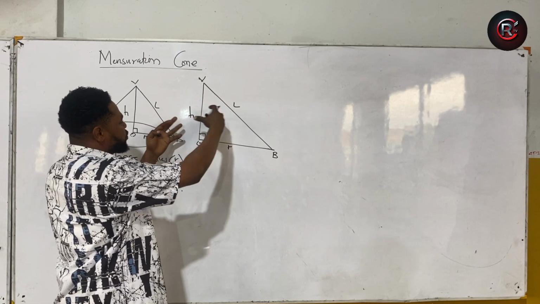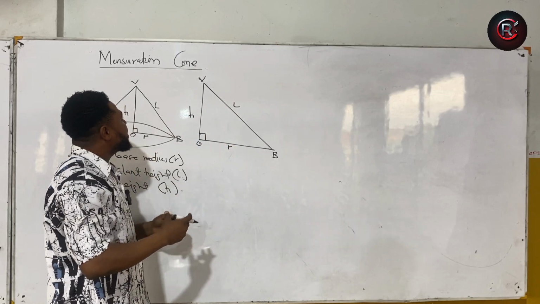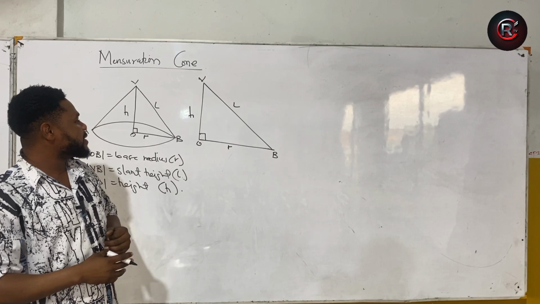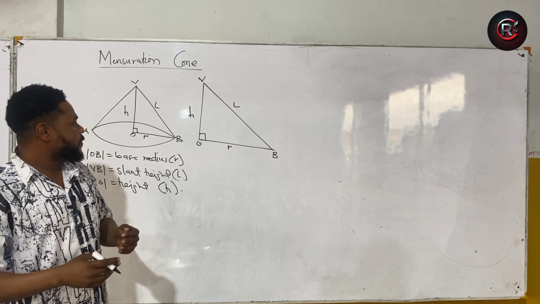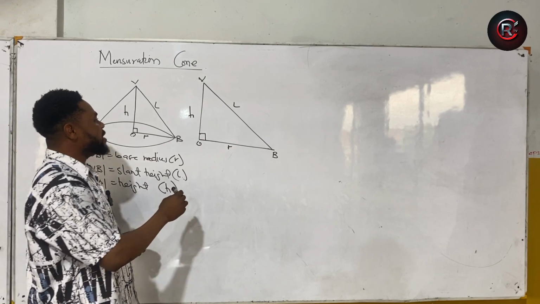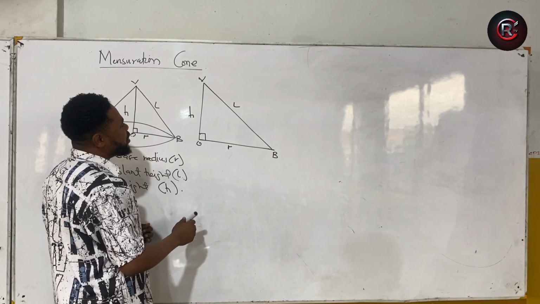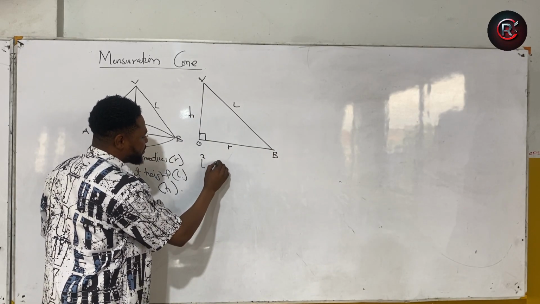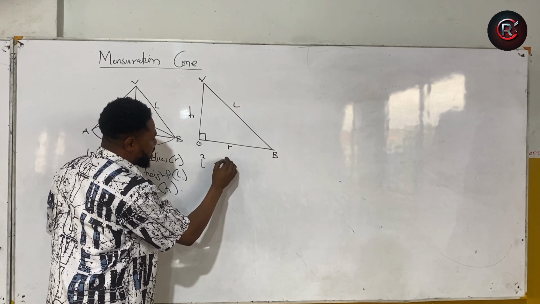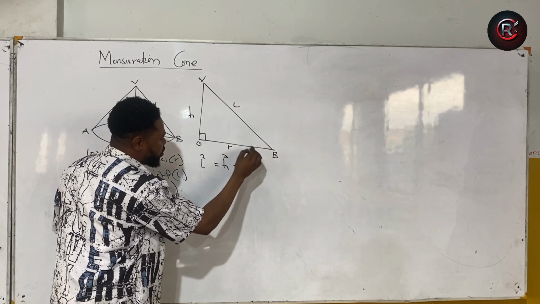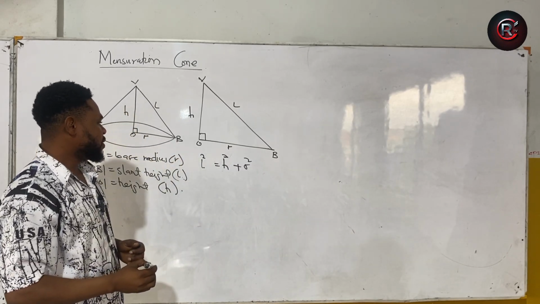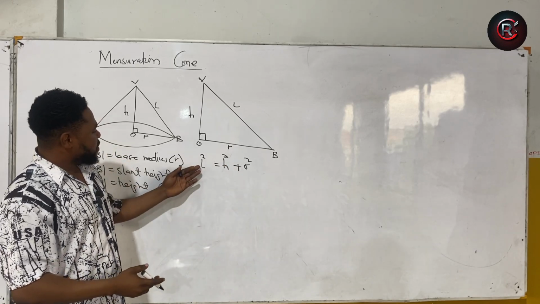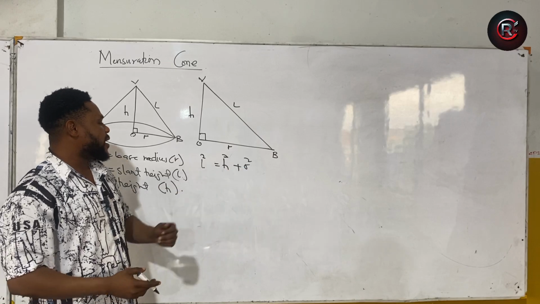And we are going to bring these three things together by the principle of Pythagoras theorem, because this is a right angle triangle. So from Pythagoras theorem, we can say that the square of the hypotenuse, which is VB, so square of L, is equal to square of H plus square of R. All right? So this is the mathematical relationship between L, H, and R.